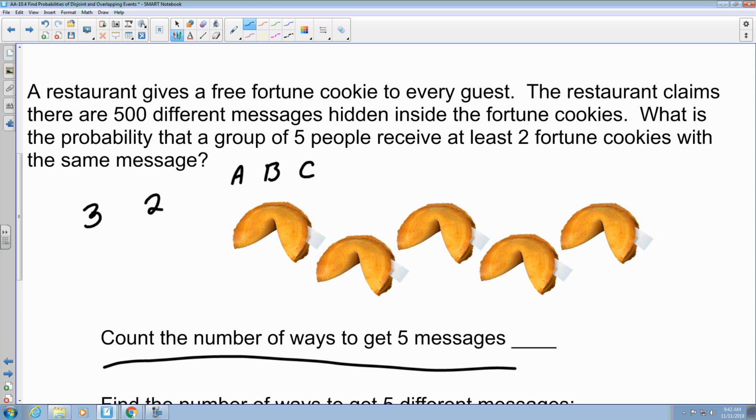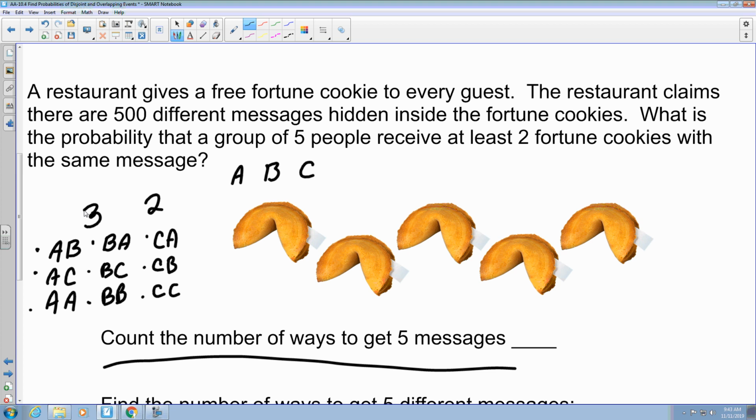If I made a list of it, you could have message A and message B for 2 fortune cookies, a message A and a message C, and also 2 message A's. You could also have BA, because it's like a permutation, so the first one was B and the second one was A. You could have BC and BB, and also CA, CB, and CC. So you have 1, 2, 3, 4, 5, 6, 7, 8, 9. You could have 9 outcomes.